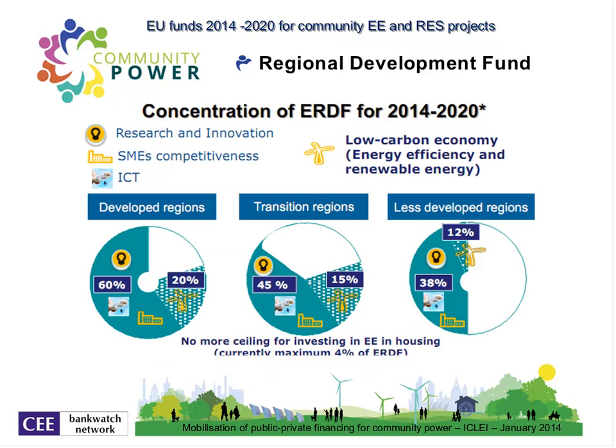And what I'm showing here is that we have 3 different regions: the developed, the transition, and the less developed regions. And the minimum amount which those countries or regions have to spend is shown here in this pie. So for developed regions, they are still supposed to spend 20% of their cohesion policy budget on energy efficiency and renewables, the so-called transition regions 15%, and the less developed regions 12%.